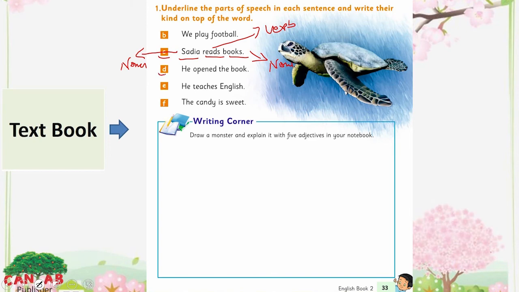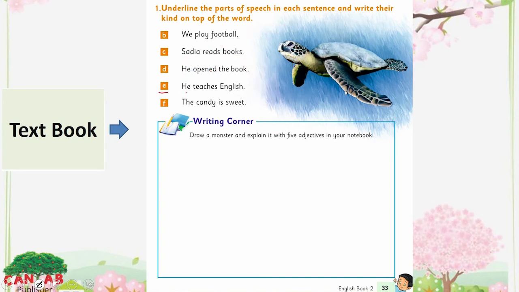Sentence D. He opened the book. He आपका again pronoun. नाउन को रिप्लेस कर रहा है ना, कोई नाम नहीं है. अगर सादिया, अली, अहमद या कुछ और नाम लिखा होता तो आपका नाउन होता, लेकिन ये क्या है? रिप्लेस कर रहा है. ही, शी, इट, ये सारे प्रोनाउन है, तो ये आपका प्रोनाउन होगा. ओपनड आपका क्या होगा? वर्ब होगा, एक्शन है. और बुक आपका होगा नाउन.